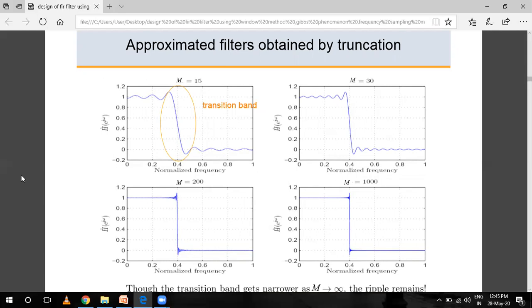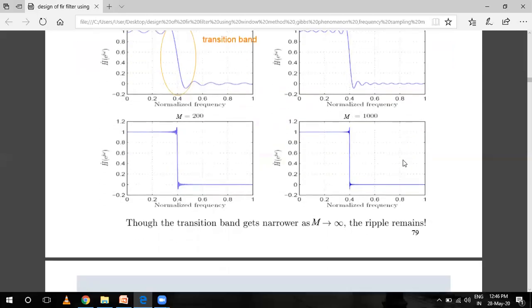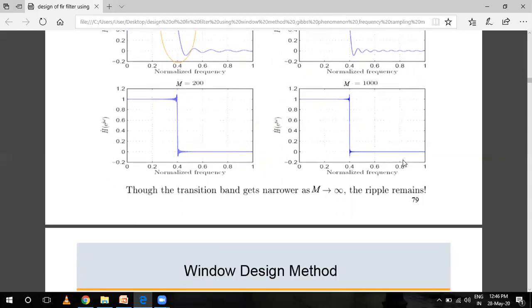Taking the value of M as 15, we drew this graph. This is my transition band when we take M equals 30 with respect to normalized frequency and H(ω). Then you will get this type of graph. And when we take M equals 200, or 1000, 2000, 3000 and so on, the transition band gets narrower as M goes to infinity, and the ripples remain. As we keep increasing the value of M, our transition band becomes narrower.